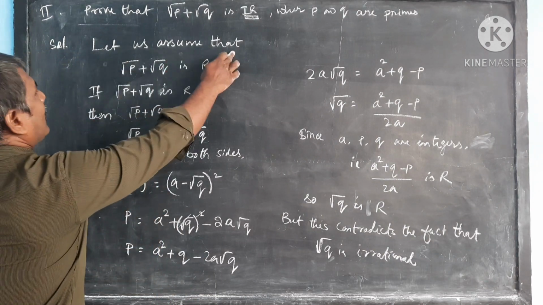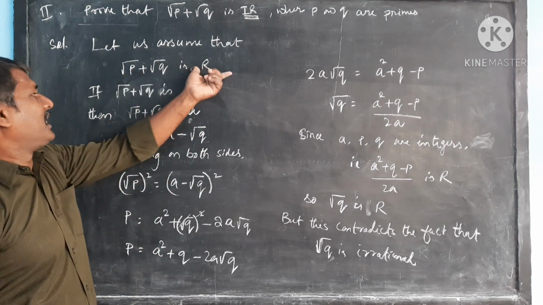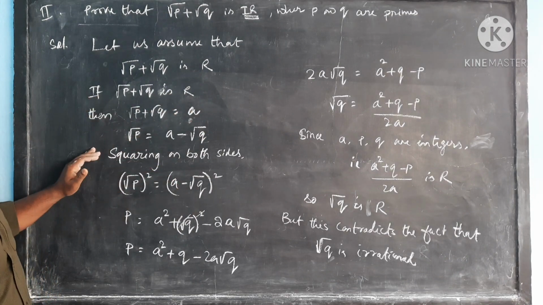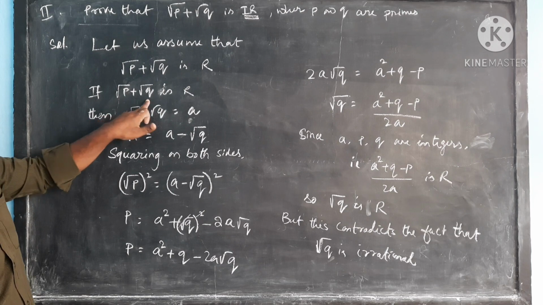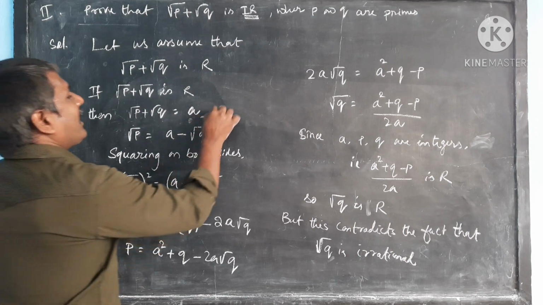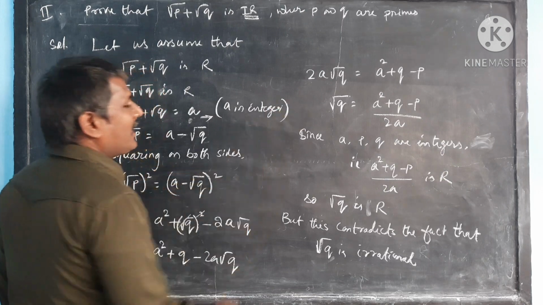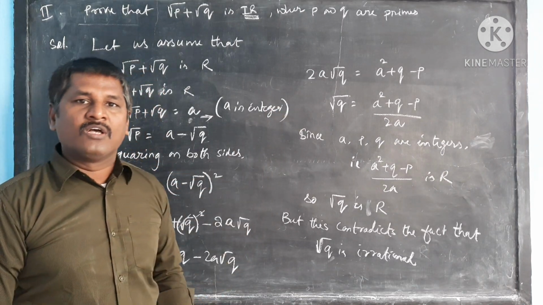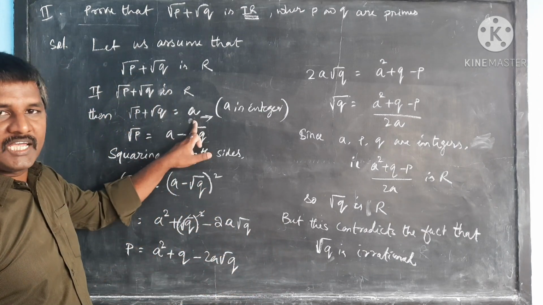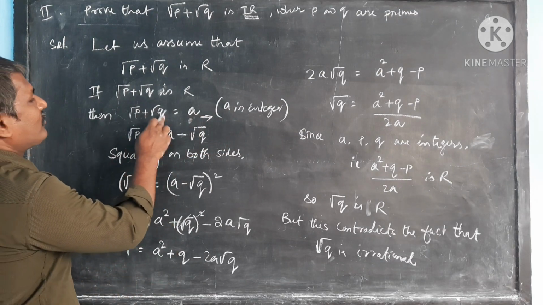Let us assume that root p plus root q is a rational number. If this is rational, then it will be equal to either p by q or any integer. I could take here, if root p plus root q is a rational number, then root p plus root q is equal to a, where a is an integer. A is an integer because we know that not only is a rational number in the form of p by q, but all integers are also rational numbers. Here I could take a as a rational number because it is an integer. Then root p plus root q is equal to a.